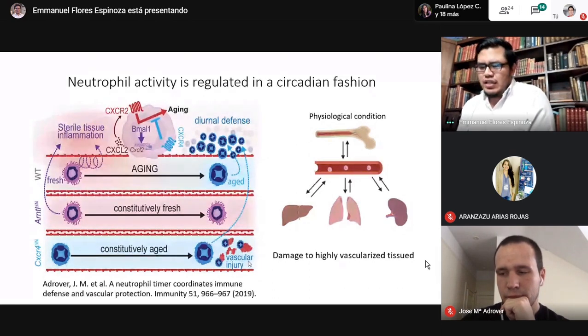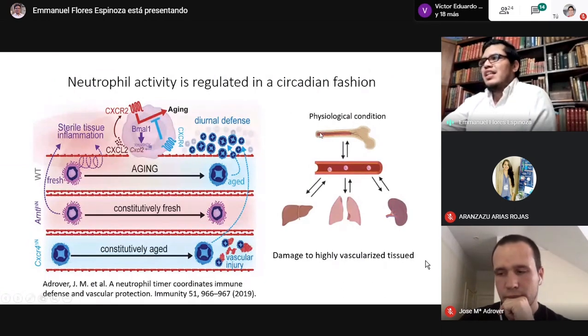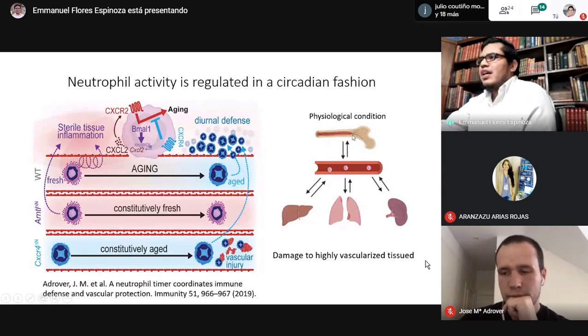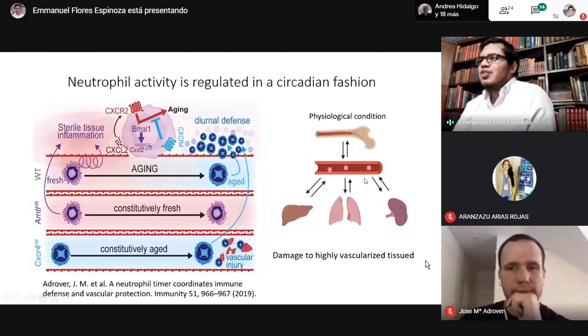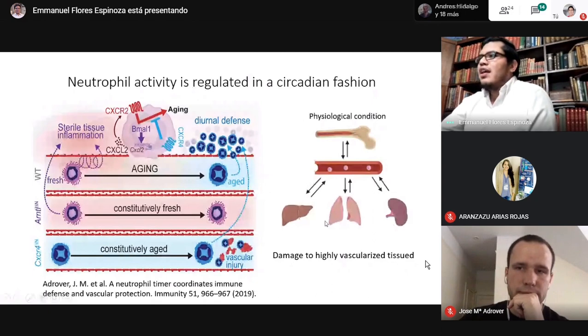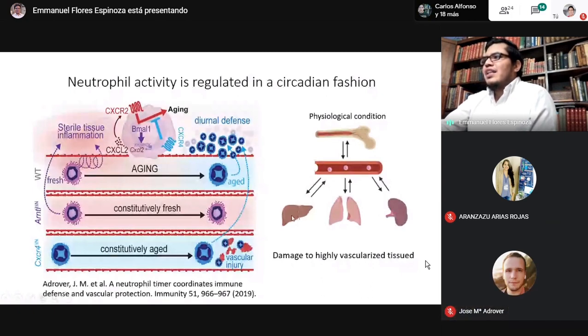physiological lifetime of neutrophils is such that they are developed in the bone marrow, and it is said that at night, neutrophils matured in the bone marrow are released to the circulation, where they have, as I said, approximately 8 hours of lifetime, and then they move to different tissues, principally, in homeostasis conditions, the liver, lungs, and also the spleen.